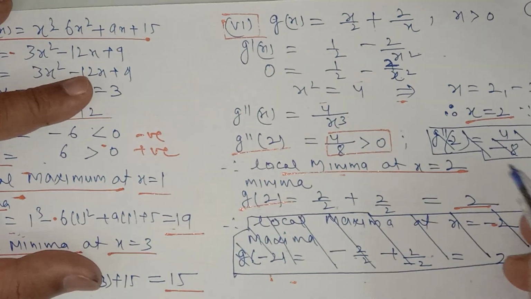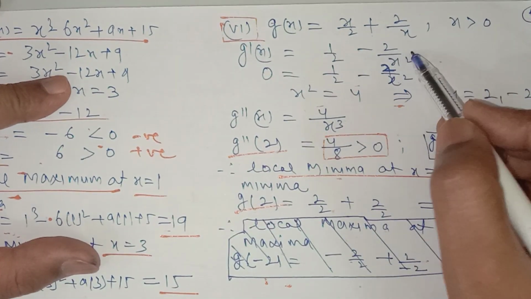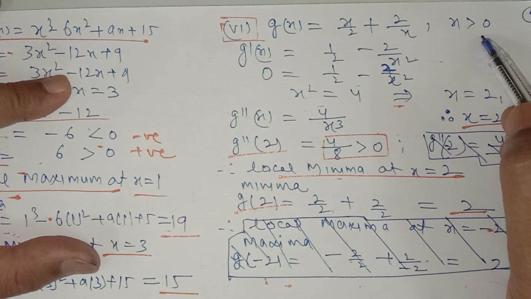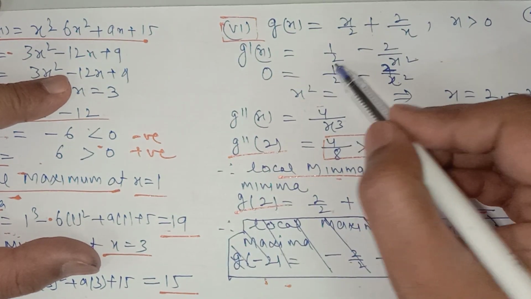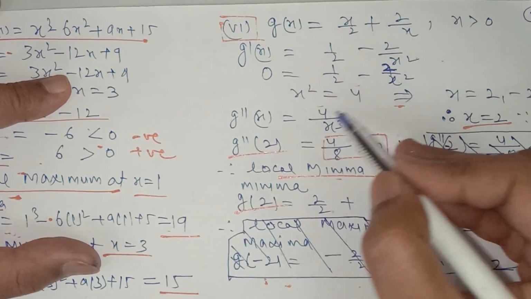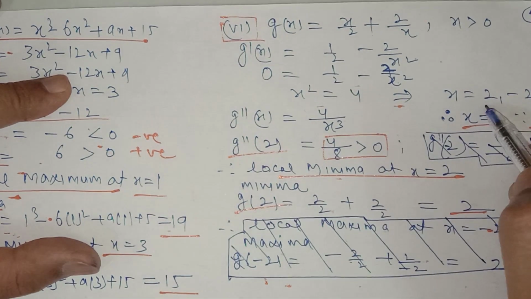Now in the sixth part of this question, we have this function x upon 2 plus 2 upon x, and the value of x is greater than 0. It is given. So find its first derivative, which comes to be half minus 2 upon x square. Put it equal to 0. The value of x comes out to be 2 and minus 2.